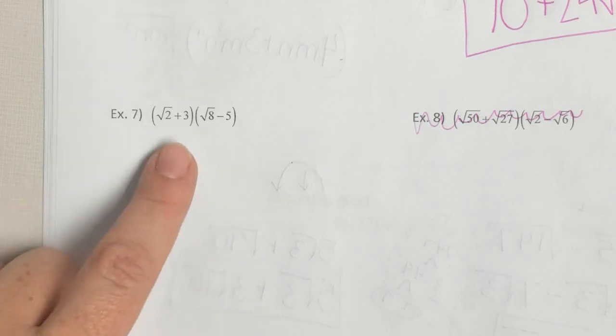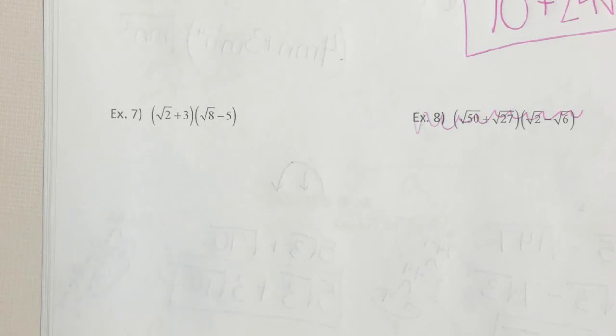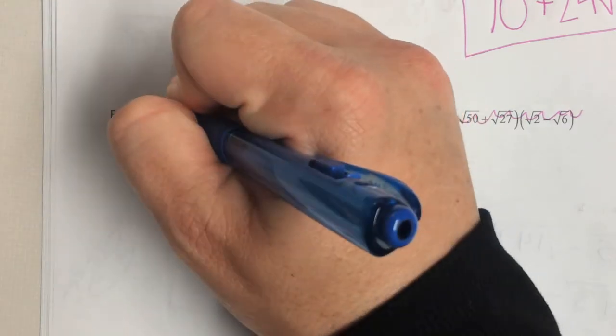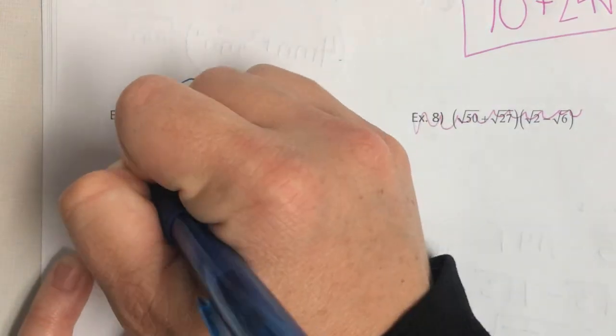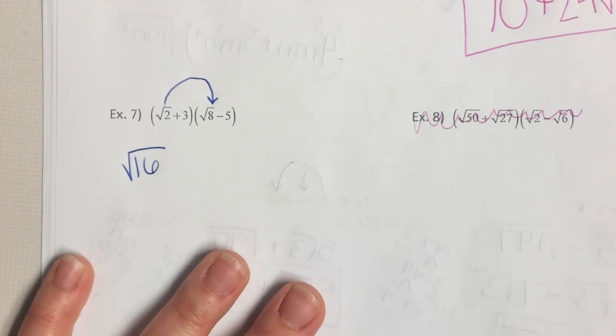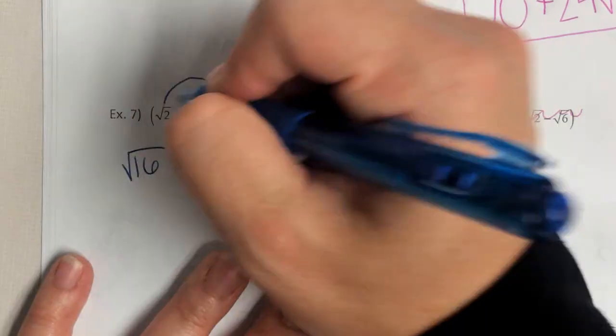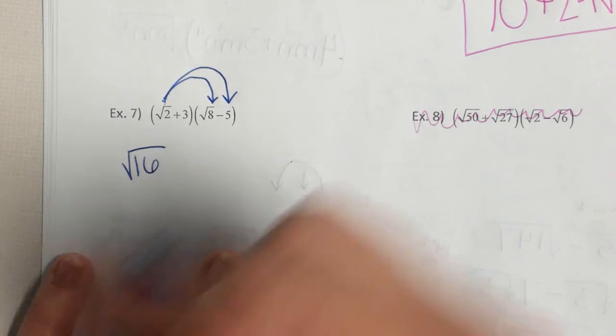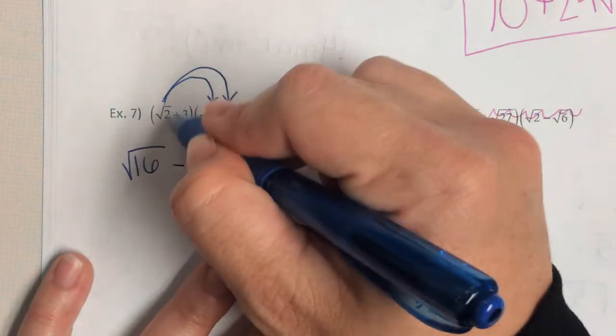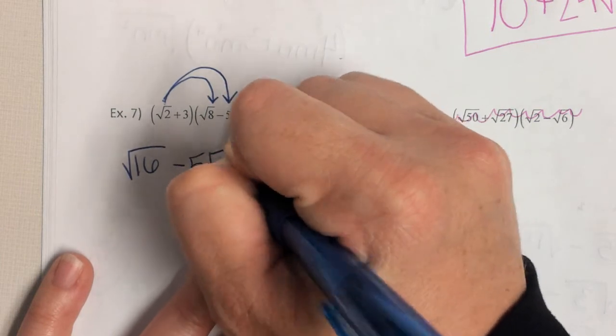Okay, here, what am I going to do? Double distribute, right? Okay, so I have the square root of 2 times the square root of 8, and what does that give me? Square root of 16. Then I have the square root of 2 times negative 5. Well, a positive times a negative is a negative, and they're not like, so we're just putting them next to each other.